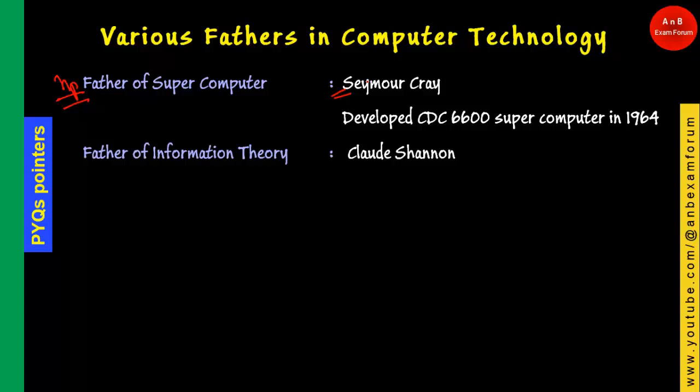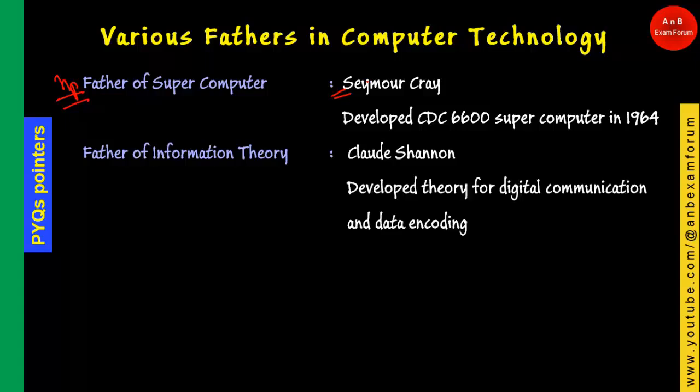Coming to father of information theory. What is information theory? Information theory is a theory related to digital communication and data encoding, which computers use nowadays. So credit goes to Claude Shannon. Okay, Shannon's theorems are also there. Okay, so if we ask father of information theory, or who has developed the theory for digital communication and data encoding, your answer should be Claude Shannon, and this pointer we have seen in the RRB exam.